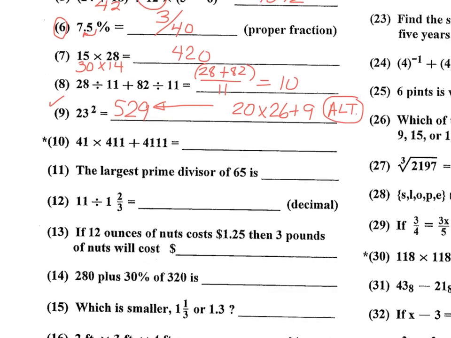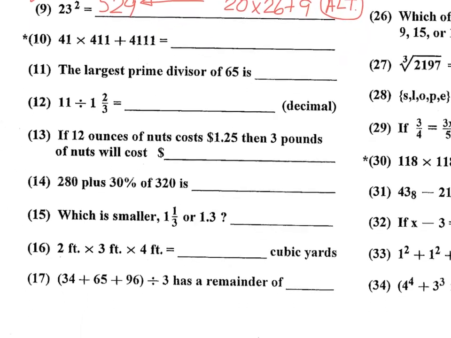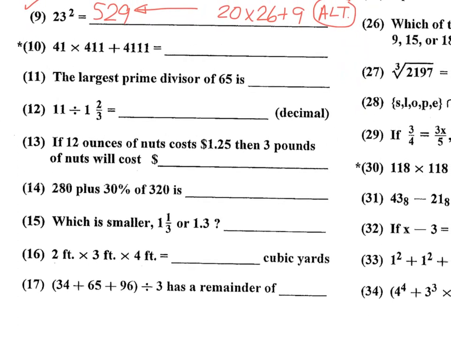Number 10. If you notice, number 10 is one of those problems with a little star, which is an approximation. So we have multiplication and then an addition. I'm going to do some rounding here. The easy way to round this would be 40 times 400 plus 4,000. But since I dropped a little bit here and a little bit there, instead of 4,000, I'm going to add 5,000 here. So 40 times 400 would be 16,000, plus 5,000 would be 21,000.